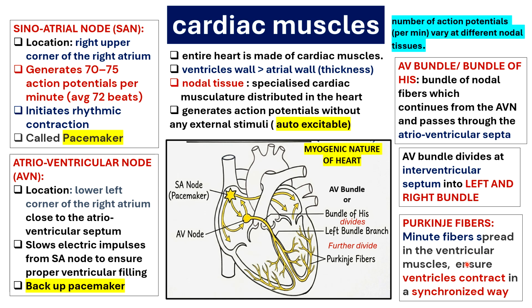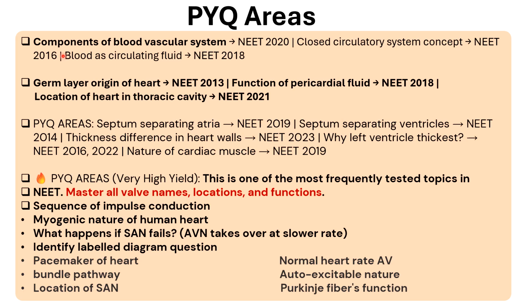What is the role of the Purkinje fibers? They help in synchronized contraction of the ventricles. Meaning, the right ventricle and the left ventricle contract simultaneously in a synchronized way. That is made possible because of the Purkinje fibers. Clear? This is a very important area. I hope you are clear about it. Let us now discuss the important areas in which you have to pay attention.